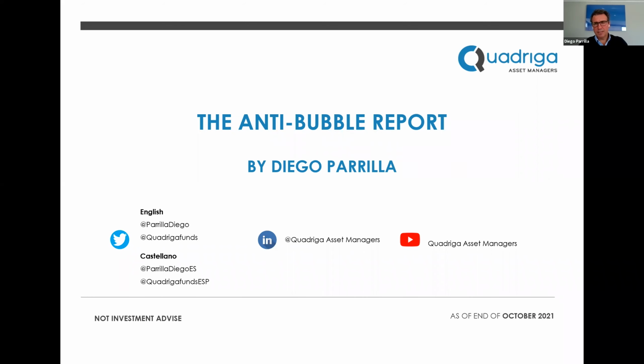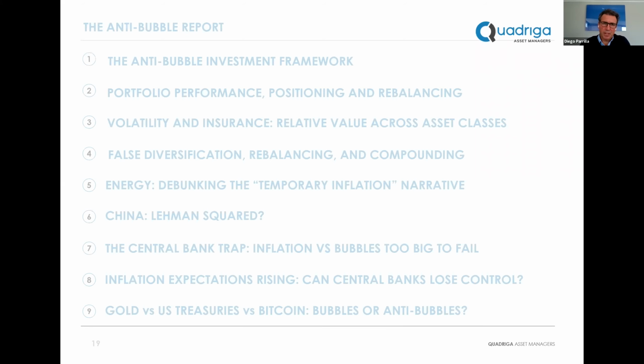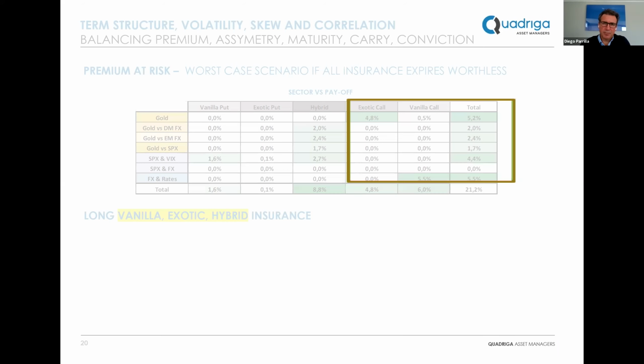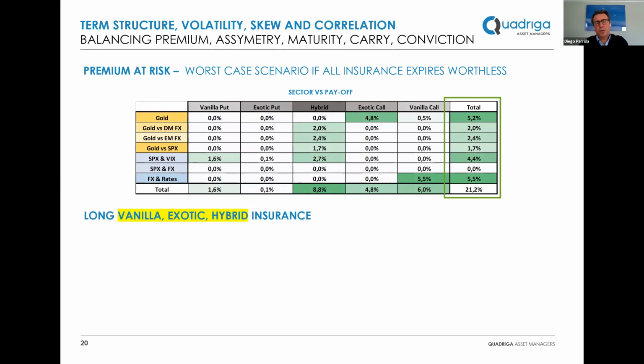We're going to continue with the next section, where I'm going to be discussing the relative value across the volatility and insurance markets. I take on from the previous, where I was looking at the portfolio positioning, how we look for asymmetry and try to find the balance, and look for options that are cheap in terms of premium, that are asymmetric, that is convex, that give us different maturity profiles, that carry very nicely, and where we have high conviction. This is the goal, right?